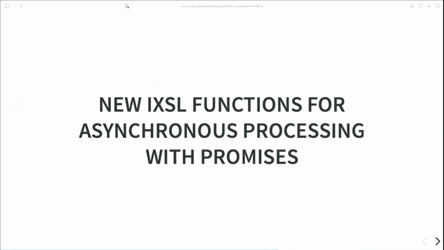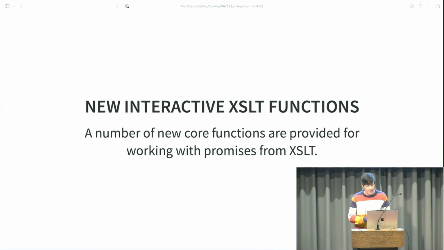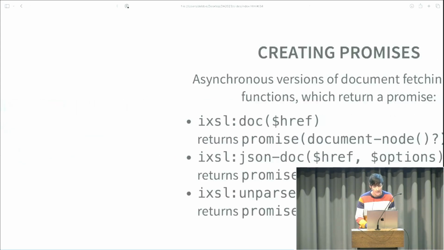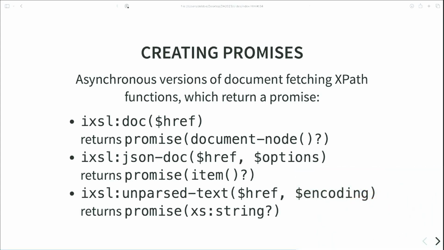So let's go to the new functions. These ones all create promises, return promises. So these are asynchronous versions of the fn XPath functions for fetching resources.